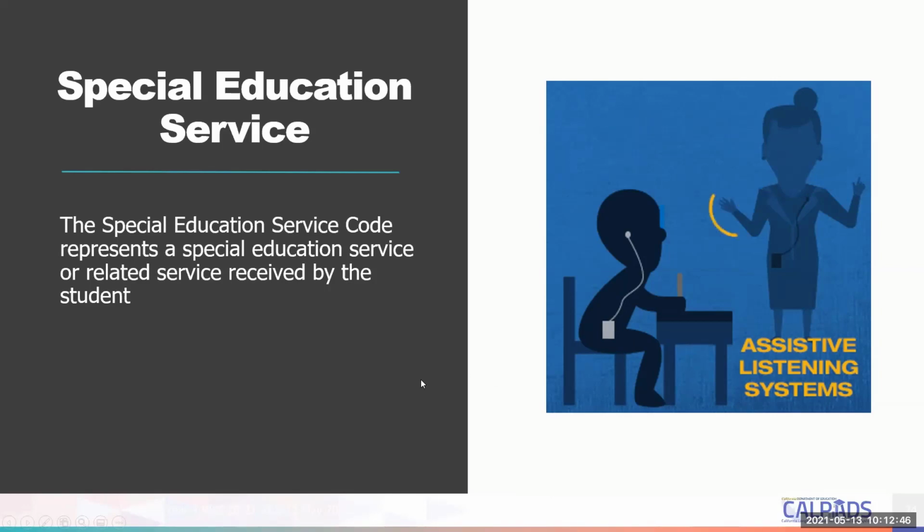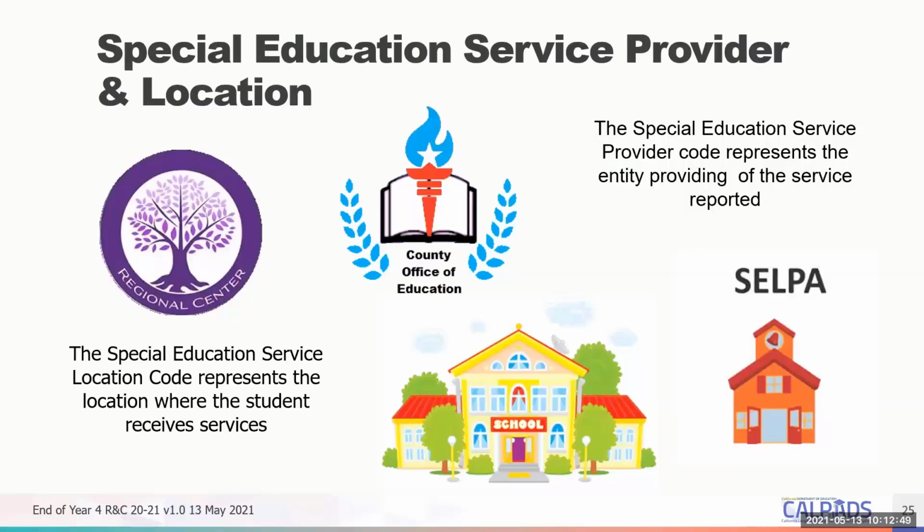Then you have the service provider and the location. The student's reporting LEA may be, say, a unified school district. However, the service provider could be the SELPA or it can be an NPS school. Then you have the location. Where is the student receiving these services? So you have who's providing the service and where are they at? Are they at a regional center? It might be at the county office, could be at the school.